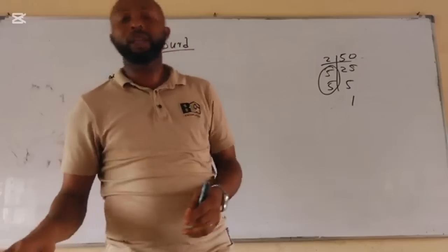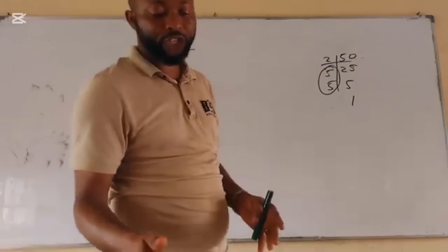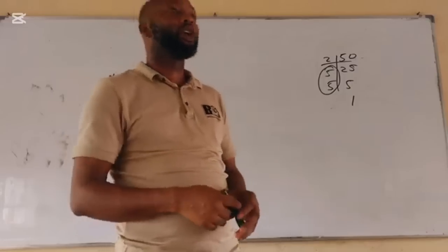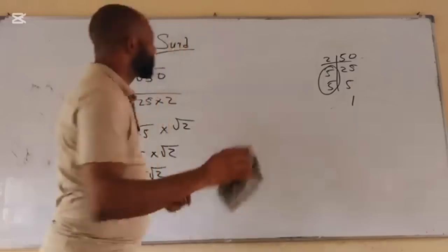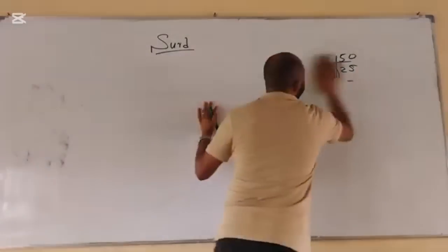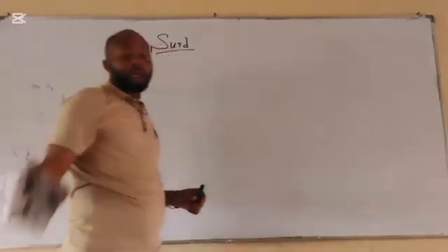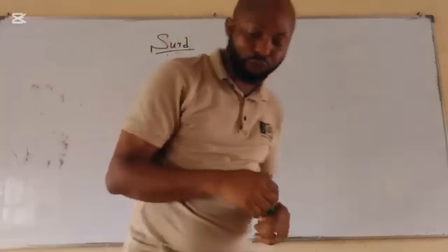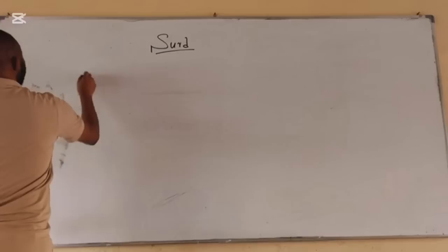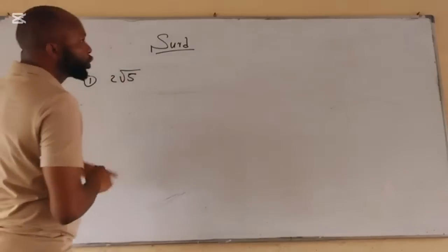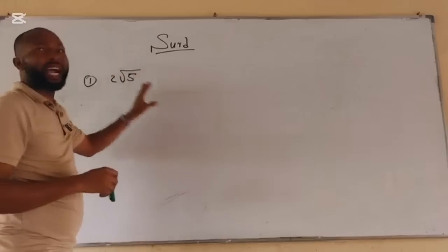Now, let's say the next one we're done with simplification. Express the following as a single surd. To express a surd as a single surd, let me break it down. Let's take one so that I can explain. We have 2 root 5. They say we should express this as a single surd.